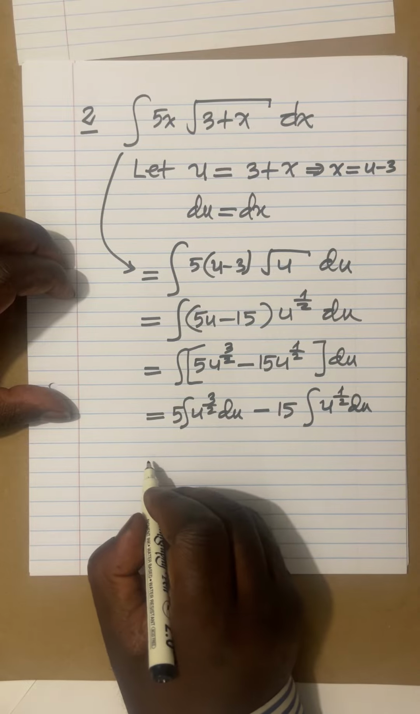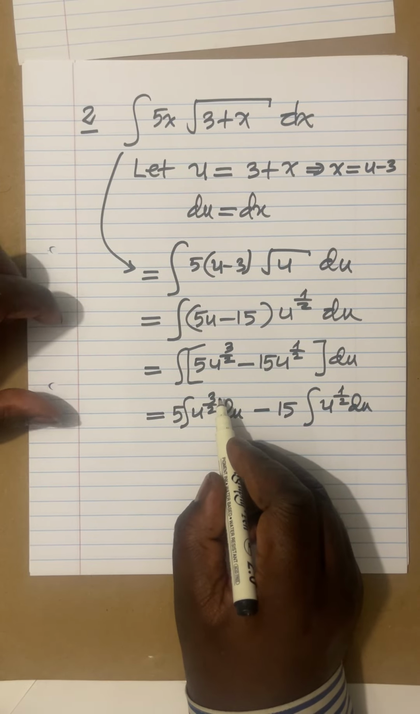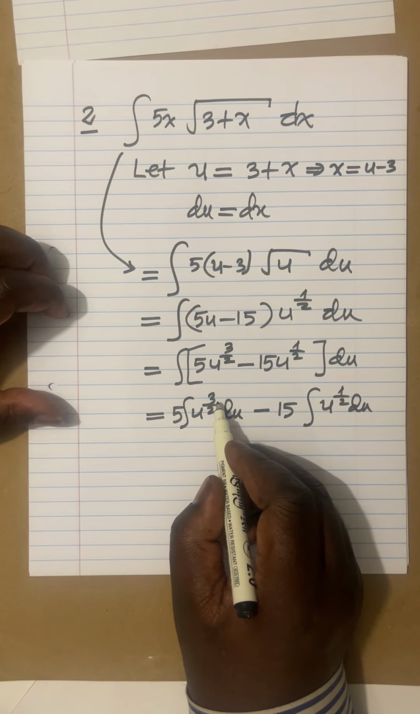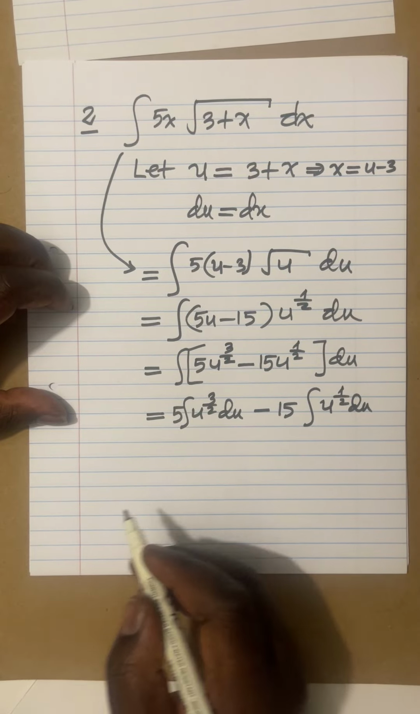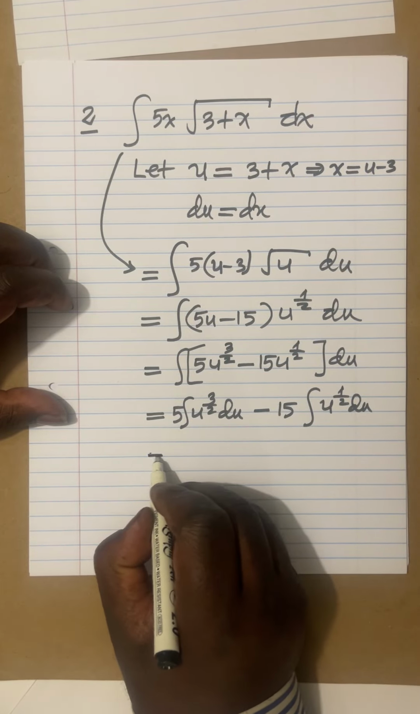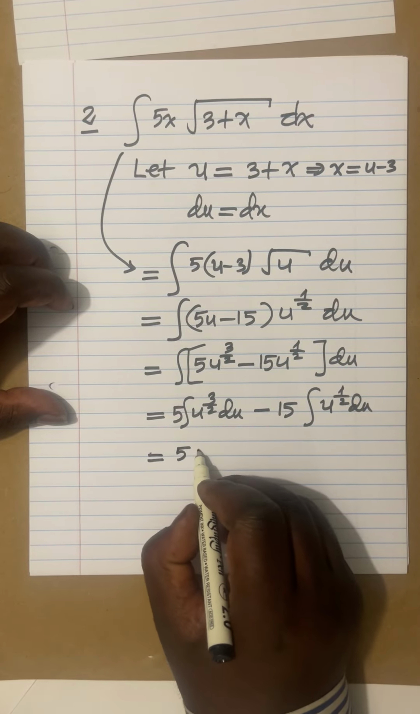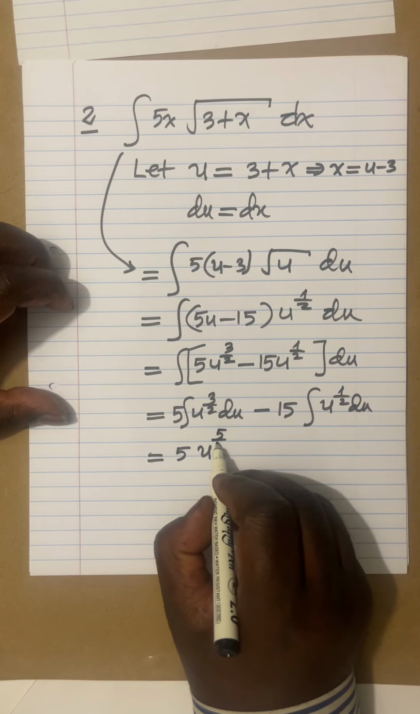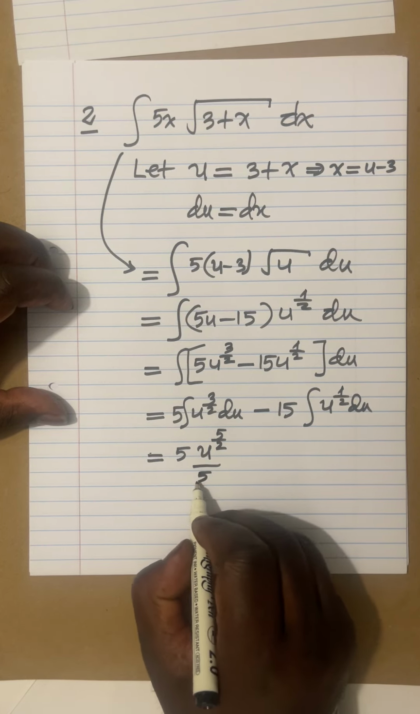Integrating this part here, remember the power is 3 over 2. I'm going to add 1 and I get 5 over 2. So I'm going to have 5 over 2 as a power and I'm going to divide by 5 over 2, the denominator. So that's 5 u to the power 5 over 2, divided by 5 over 2.